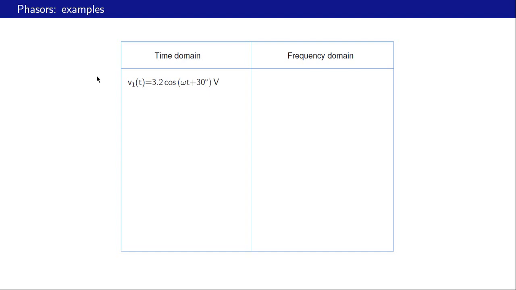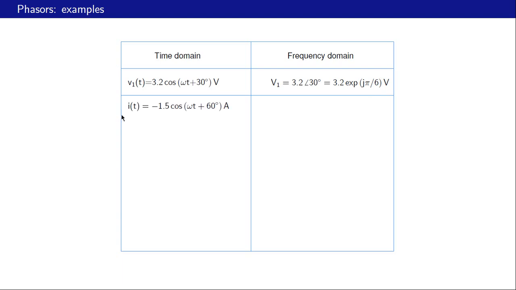Let us now take a few examples to see how something can be represented in the time domain and in the frequency domain. Here is a voltage V1 of t, 3.2 cos(omega t plus 30 degrees) volts. We can write this in the phasor form. The magnitude is 3.2 and the angle is 30 degrees. So that is what the phasor looks like, 3.2 angle 30 degrees. We can also write that as 3.2 e raised to j pi by 6, because 30 degrees is the same as pi by 6 radians.